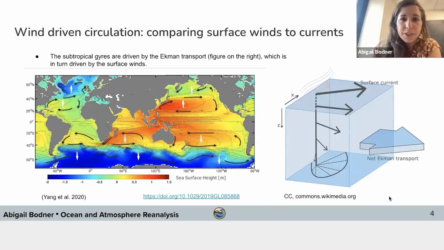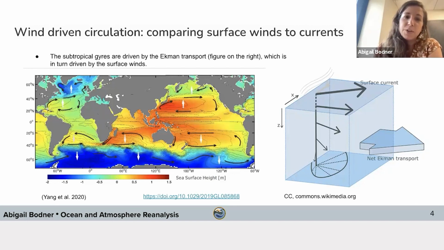In the previous tutorial, we learned about large-scale atmospheric patterns and how the winds can exhibit different directions at different latitudes. These winds exert stress on the ocean surface, which then leads to ocean surface currents driving in a certain direction.